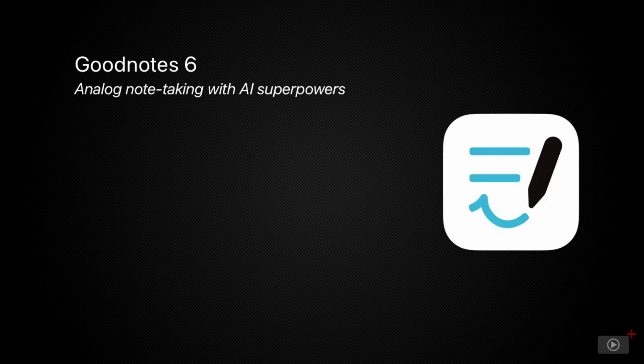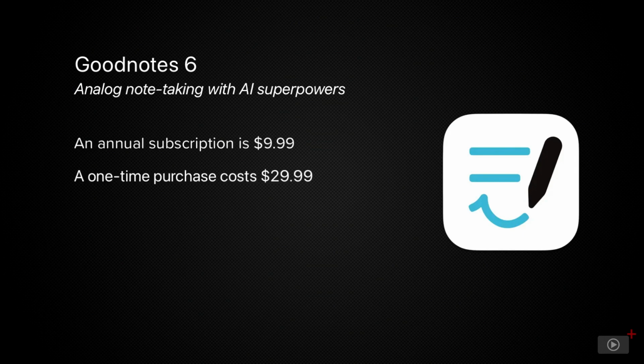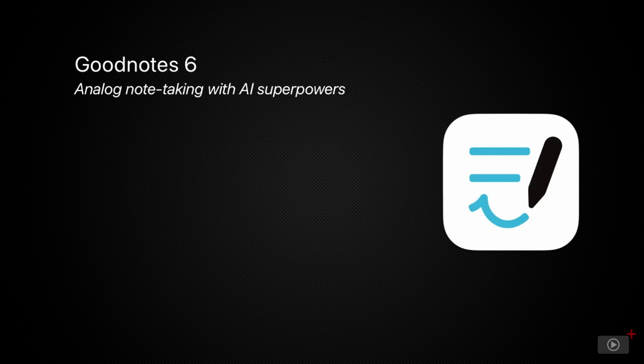The cost of the subscription for Goodnotes 6 is $9.99 US dollars per year, but there's also a one-time purchase option for $29.99. And that purchase gets you access to all of the platforms, iPhone, iPad, and Mac, all of the AI features, and additional content available through the Goodnotes Marketplace. So in this tutorial, we're going to walk through everything that's new in Goodnotes 6 so you can decide if this is right for you.